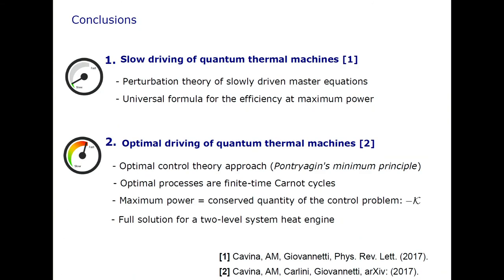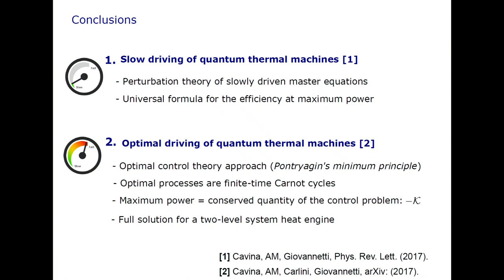So to summarize, I have presented two different approaches to study optimal driving of thermal machines. The first approach is based on perturbation theory, which is good when you have a master equation in which you slowly change some parameters. In this case, you get many universal results, but they are not good at maximum power. Actually, they are not good far from equilibrium.